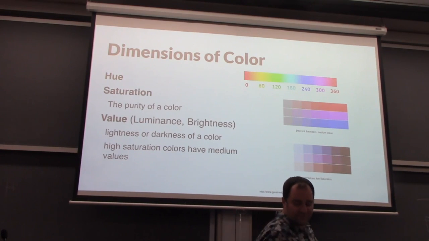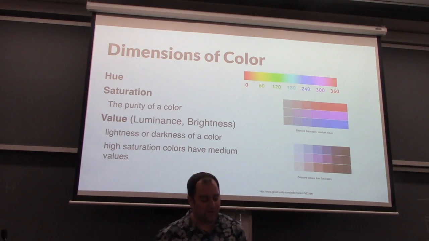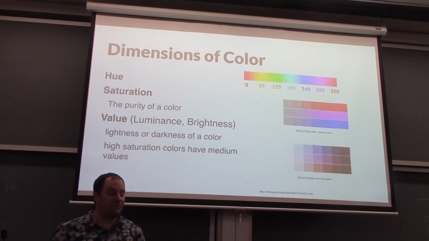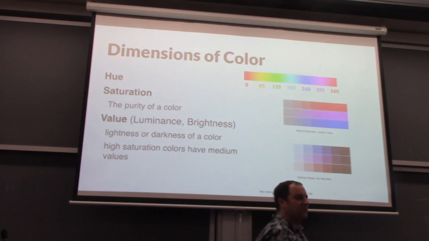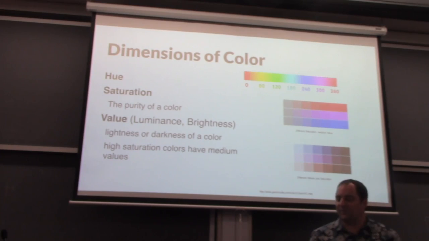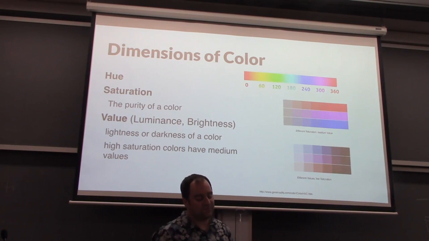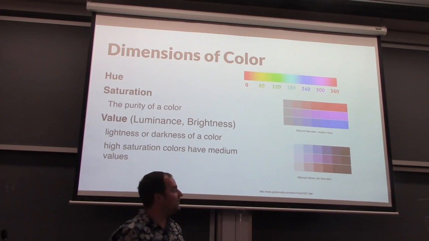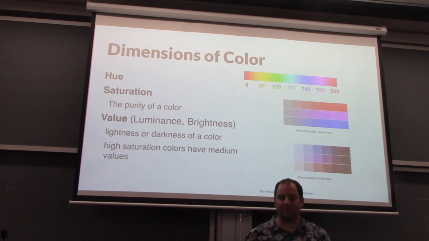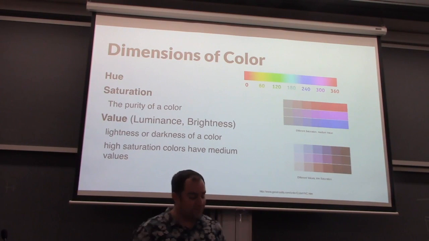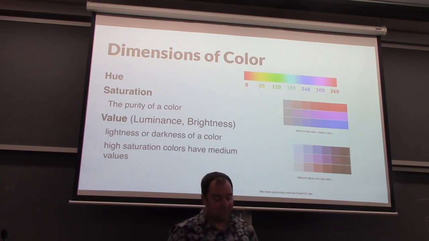Color has a couple of dimensions, and these are not quite so easy to tease apart, but the obvious one is hue. Hue is what we usually mean if we talk about color colloquially. So red, green, blue, and so on, these are the different color hues. Then saturation is the purity of a color. So here we have the same hue with different saturations. The value, also called luminance or brightness, is the lightness or the darkness of a color.